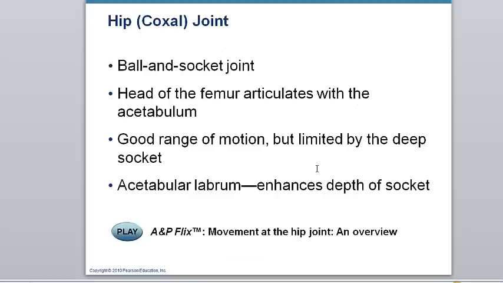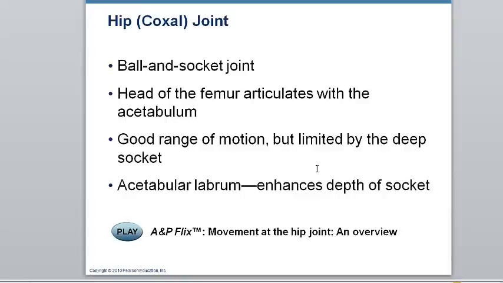I'm going to move on to the hip joint. The hip joint is also a ball and socket joint. The importance of your hip joint is that it is so stable. Because it is stable, the motion is limited by the deep socket. The acetabulum, remember, from your hip bone, is made of all three bones: ilium, ischium, and pubis. The head of the femur sits in the acetabulum, and the acetabulum is so deep that the motion is not as much as your shoulder joint.